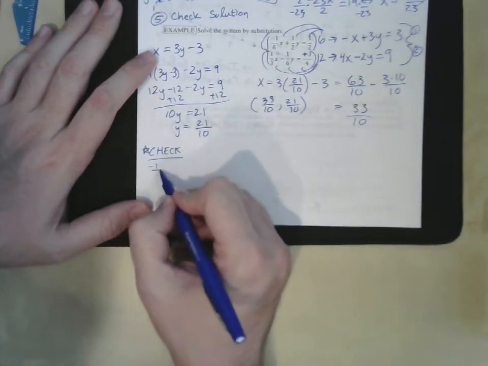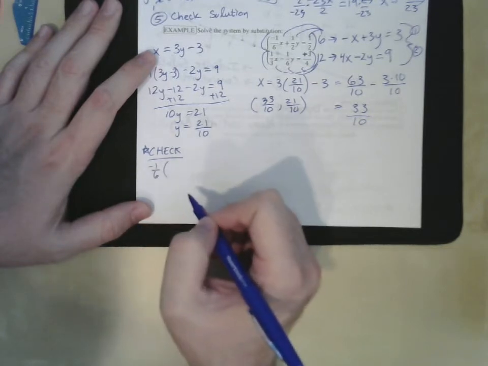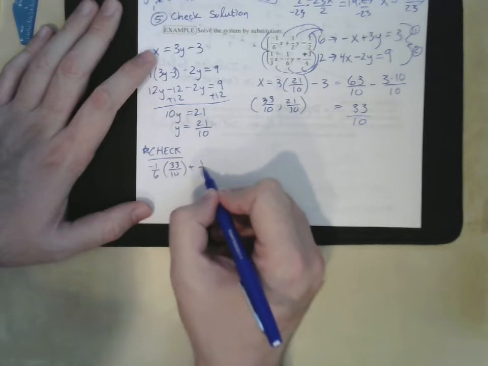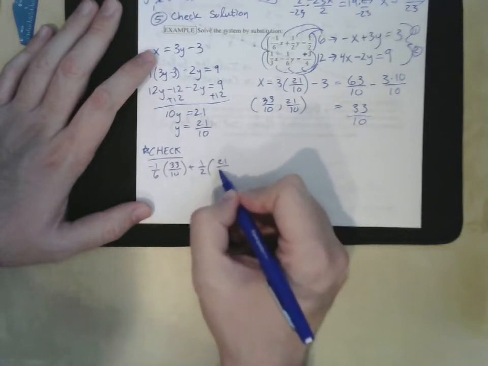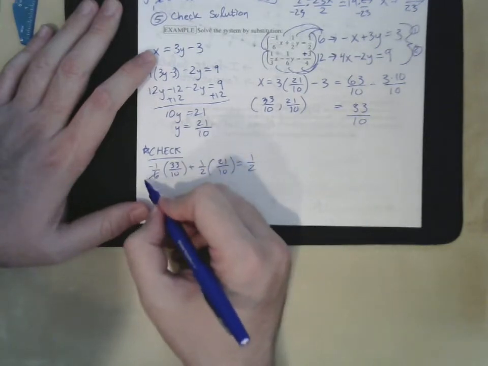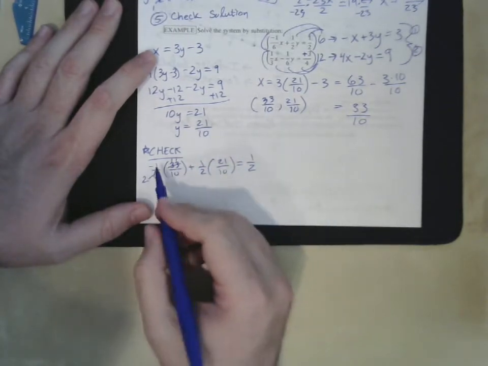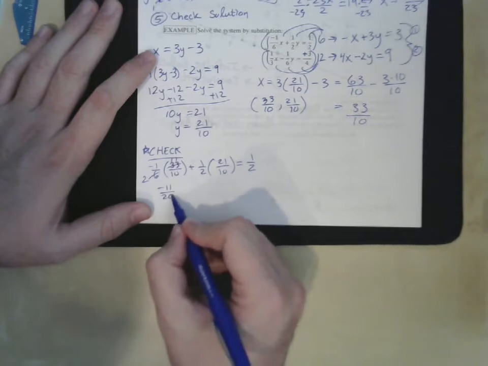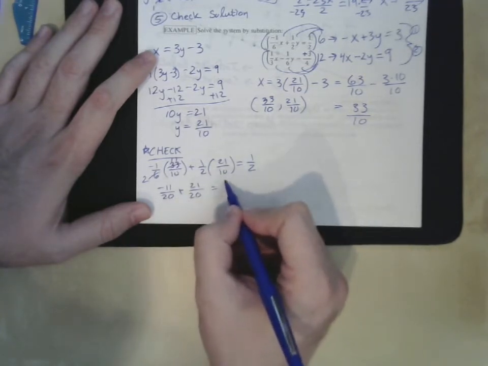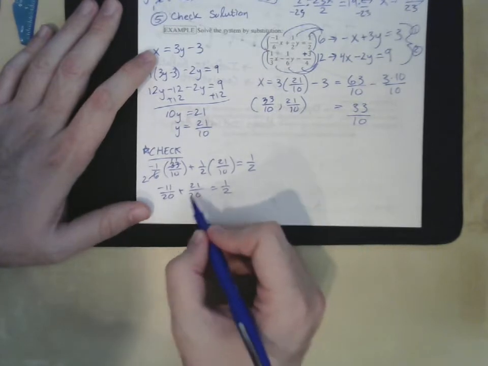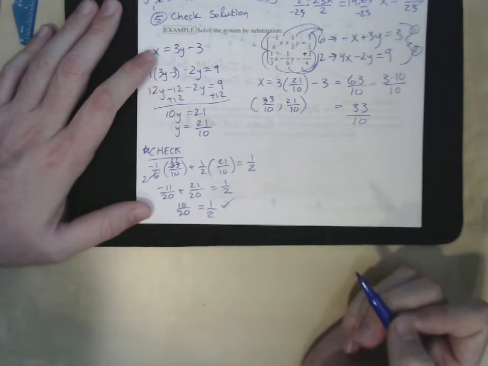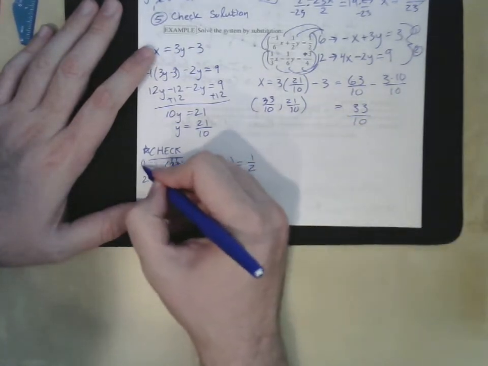So we have negative 1/6 for equation 1 times 33 over 10 plus 1/2 times 21 over 10 should equal 1/2. I can cancel a 3 out of this to make this negative 11 over 20 plus 21 over 20 should equal 1/2. Negative 11 plus 21 is 10. And that's definitely 1/2, so we're good there. So that was equation 1.